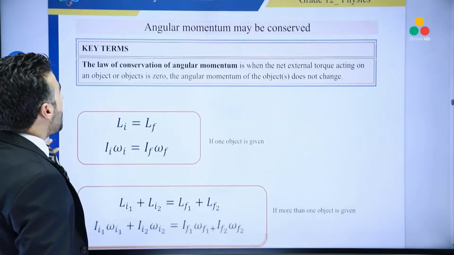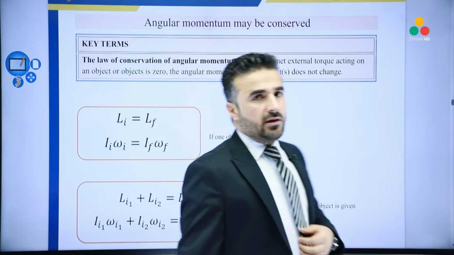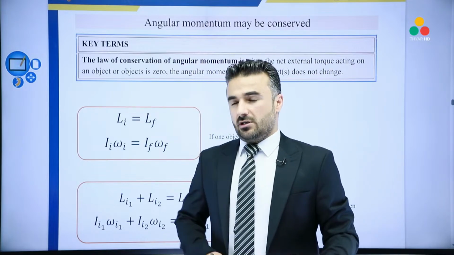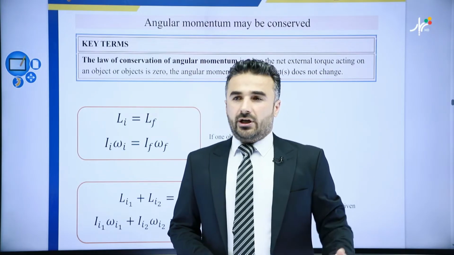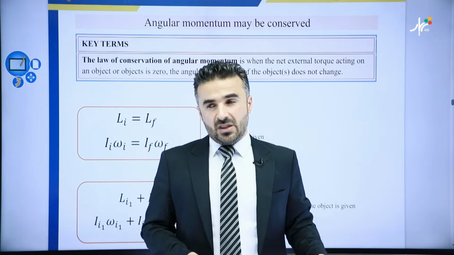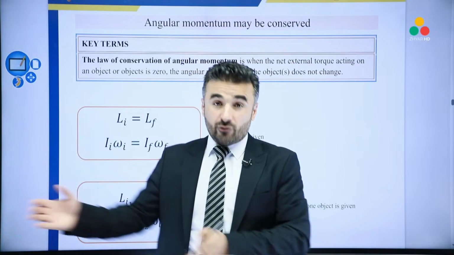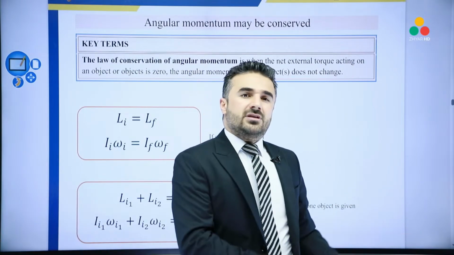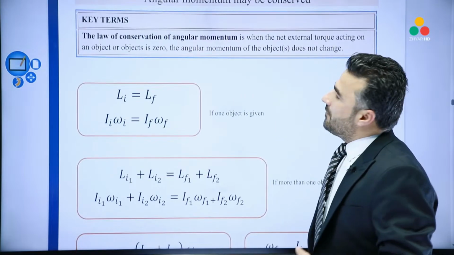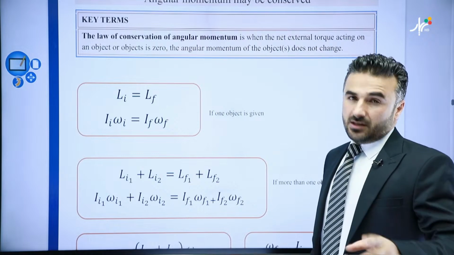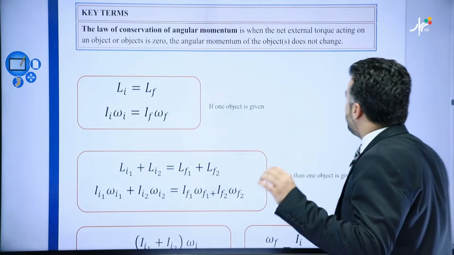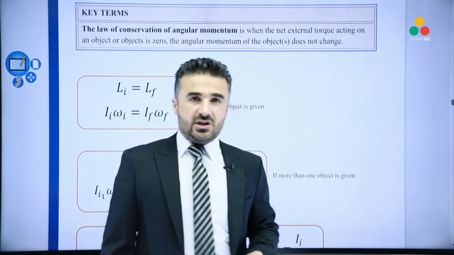Now we have the law. Previously, we had the law of conservation of momentum, yes? Basically, momentum before the interaction or collision is equal to momentum after the collision. Here, we can say the law of conservation of angular momentum. Can the angular momentum be conserved? Yes, in one condition. The law of conservation of angular momentum applies when the net external torque acting on the object is zero.